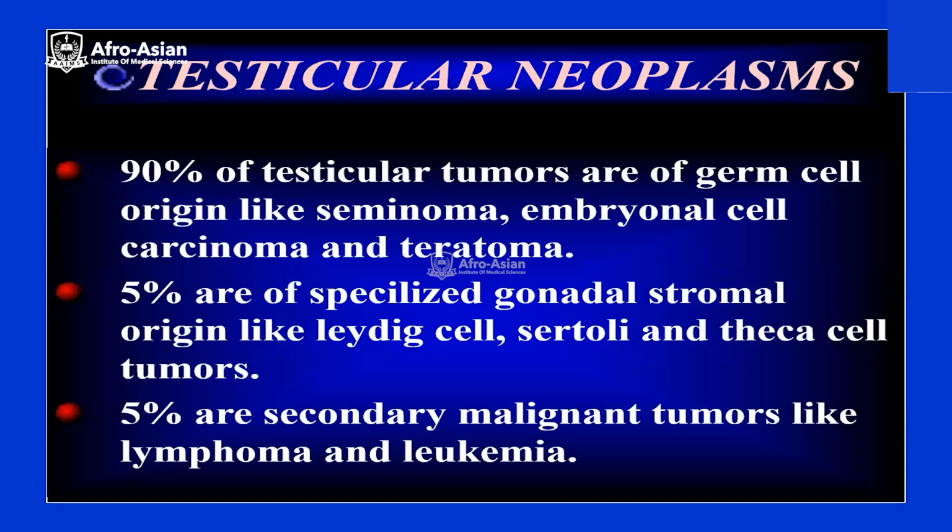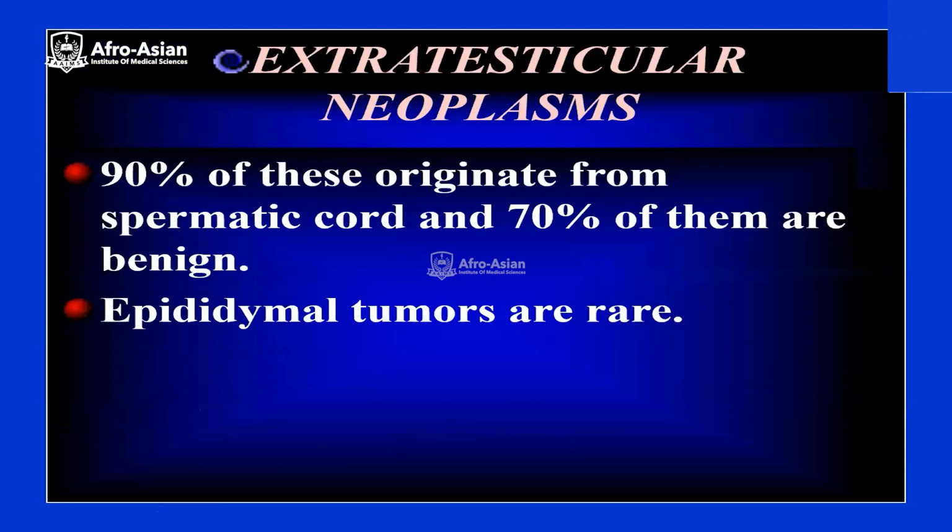Of the testicular neoplasms, 90% of testicular tumors are of germ cell origin, like seminomas, embryonal cell carcinoma, and teratomas. 5% are of specialized gonadal stromal origin, like Leydig cell, Sertoli, and theca cell tumors. 5% are secondary malignant tumors like lymphoma and leukemia.